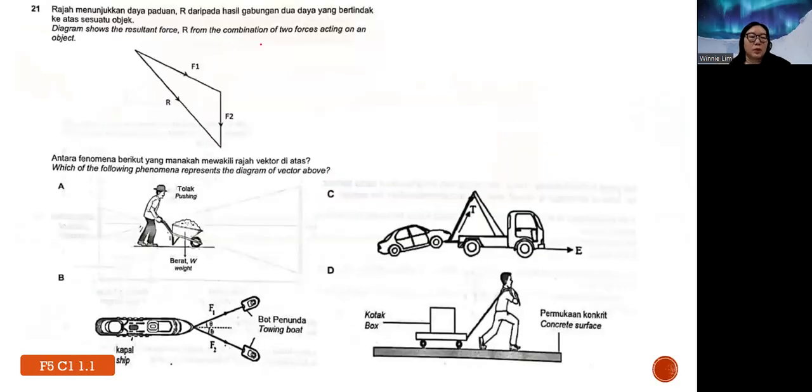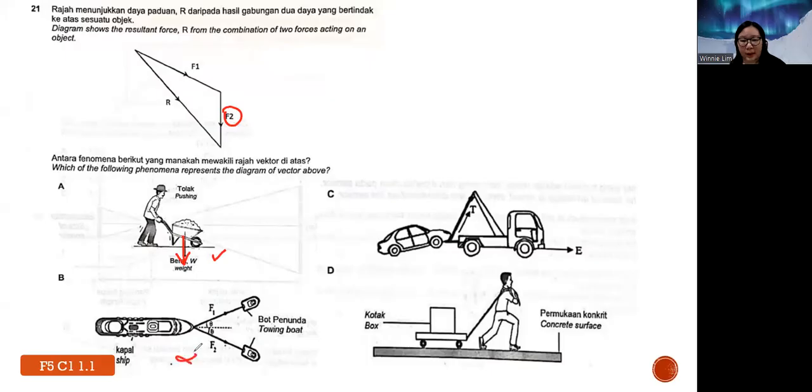21. Okay, 21 is from Form 5 Forces and Motion, regarding the idea of the triangle of forces. The diagram shows the resultant force R from the combination of two forces acting on an object. Which of the following phenomena represents the vector diagram above? If you look at this diagram, F1 and F2 are basically the given forces. Obviously this F2 refers to the downward force, which is weight. Understand?